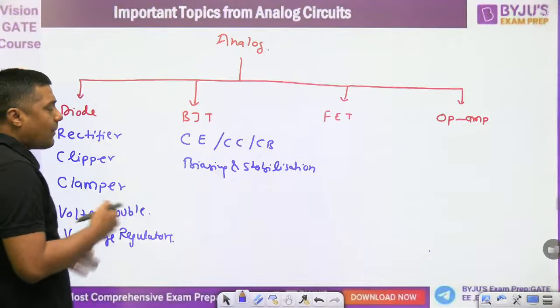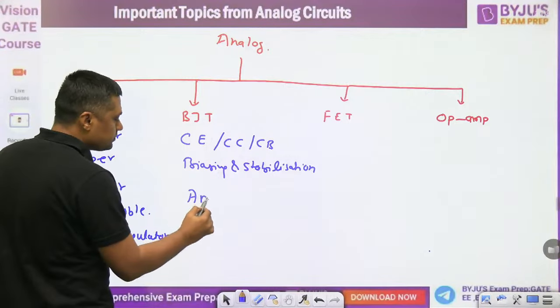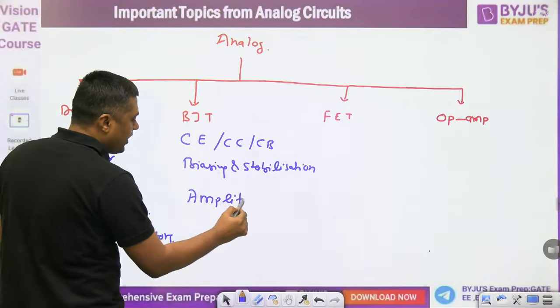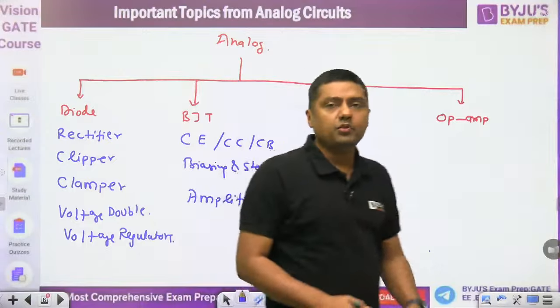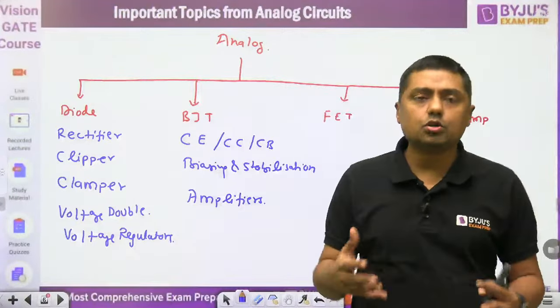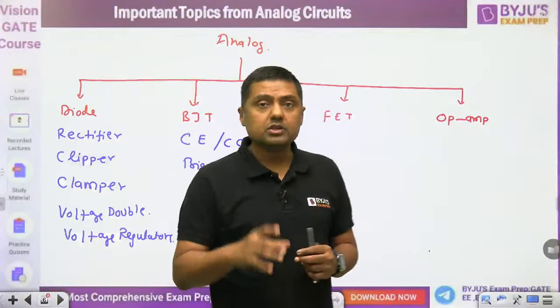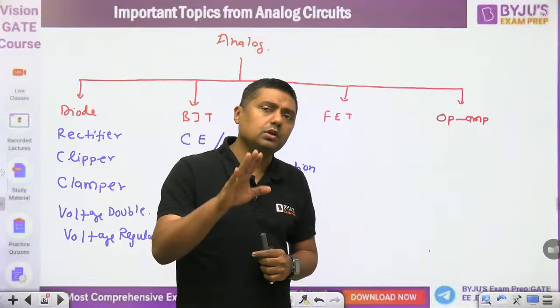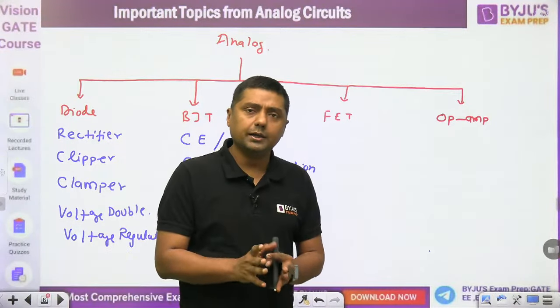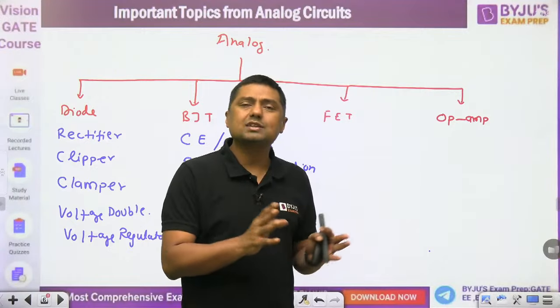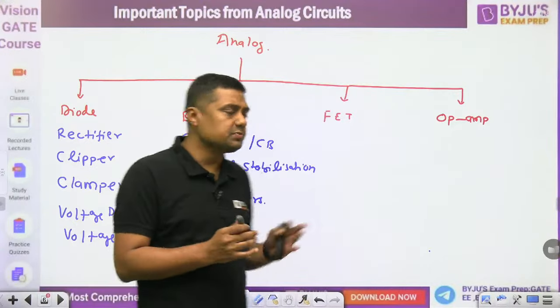And then, guys, amplifiers. Amplifiers using BJT. When it is in the active region, we can design amplifiers using common emitter configuration, common collector and common base. Most important one is what? Common emitter with RE or common emitter with bypassed RE, unbypassed RE. Prepare this topic. RC coupled amplifier. So that is BJT.